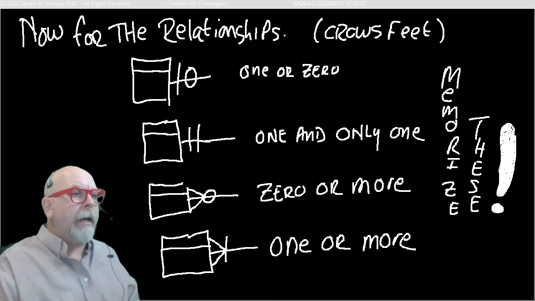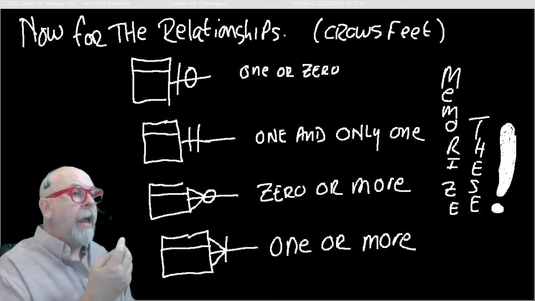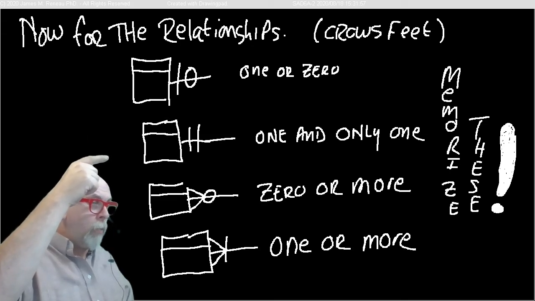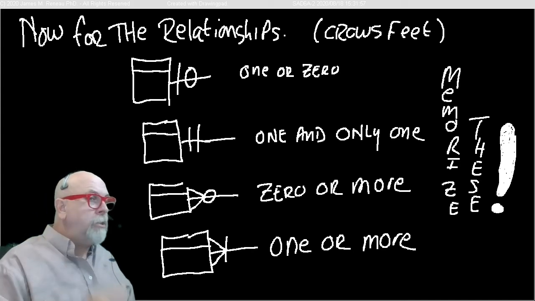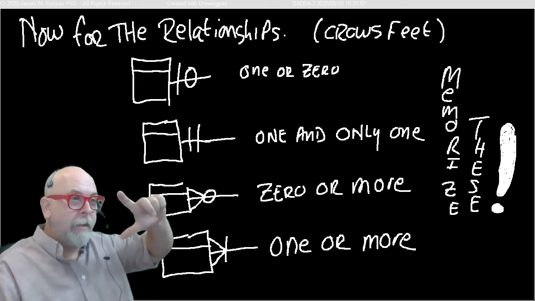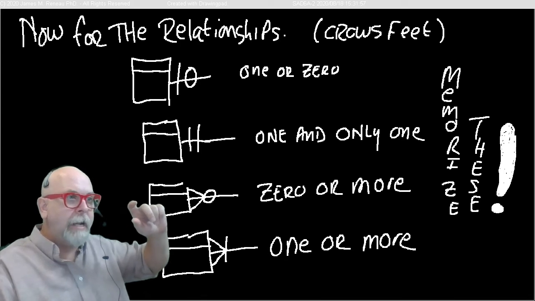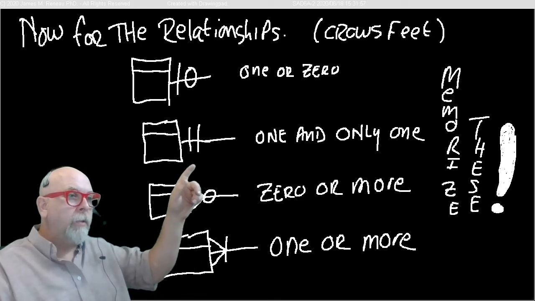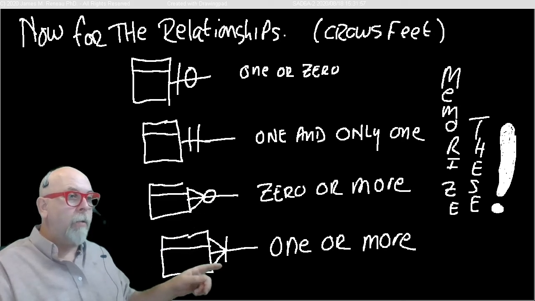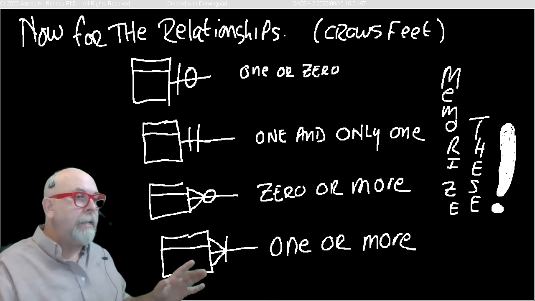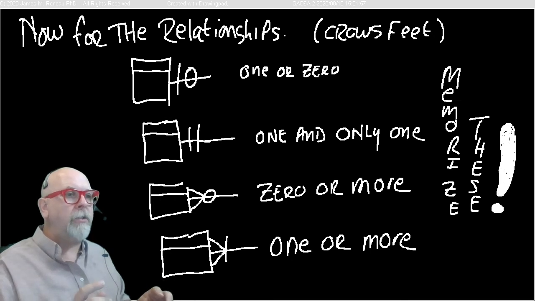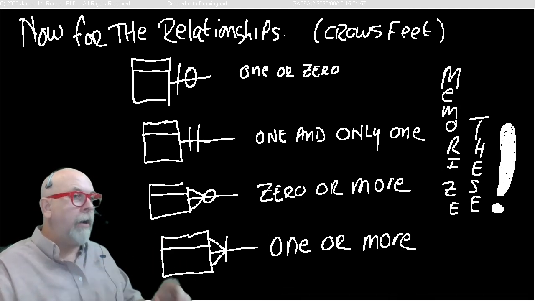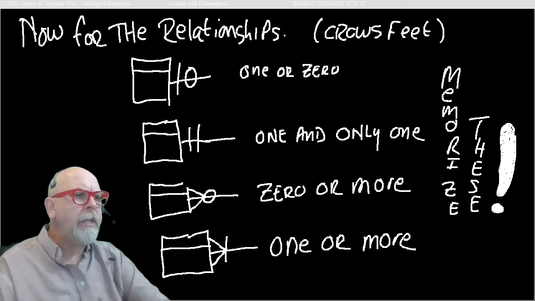How are they related? There are four shapes you need to know for the crow's feet. The first is 1 or 0, zero or one. Then 1 and only 1. Then 0 or more, and you can see by the arrow going this way that it's more, with a 0 beside it. And then 1 or more. So you can read those as zero or one, one and only one, zero or many, and one or many. You need to memorize these four arrowheads. You need to bring them into your consciousness and know exactly what they mean. The entity shape and these four arrowheads make up most of what you'll see in most entity relationship diagrams.